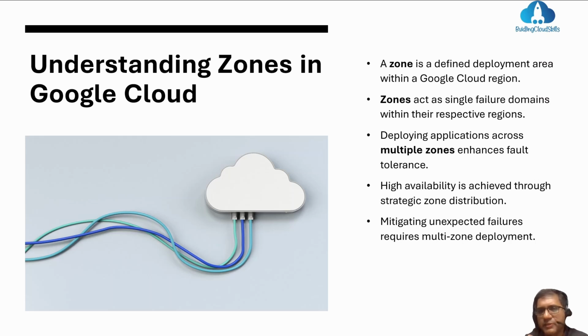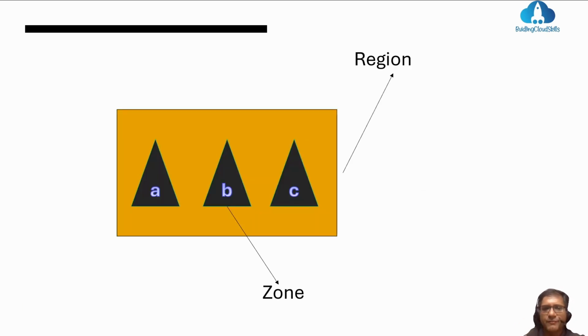So if regions are just locations, what are zones? Zones are actual physical infrastructure. This is where the hardware sits. This is where servers are sitting. This is where the storage is sitting. This is the physical environment. So how do we differentiate between the region and the zone? A region is a collection of zones.